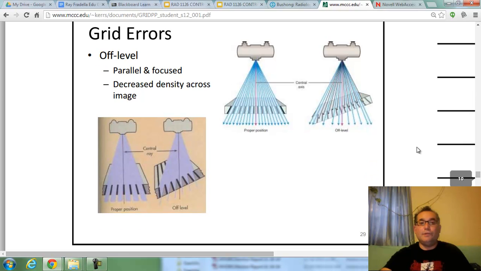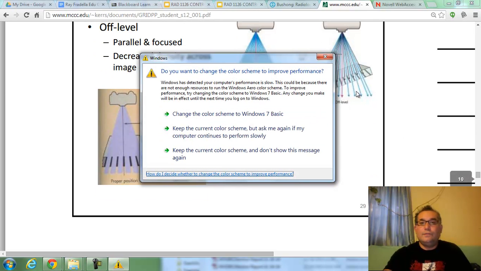So here's an example of an off level grid. That is going to create a decreased density across the entire image, because essentially now we are going to have photons that are inadvertently going to hit more lead lines than they're supposed to. In other words, we will be annihilating a lot of those good photons that would have been transmitted.